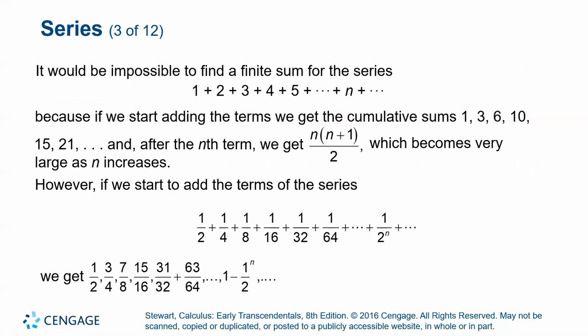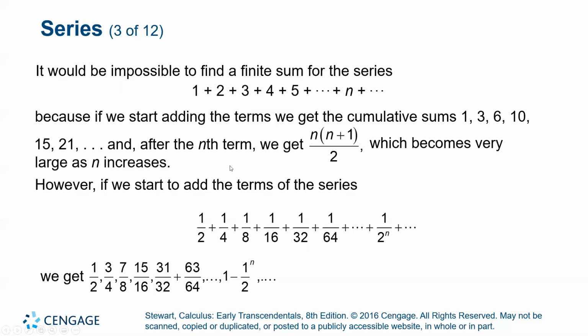It would be impossible to find a finite sum for the series where you just add up all the positive integers. If we start adding those terms, we get larger and larger values. Eventually the nth partial sum is n times (n plus 1)/2, and don't worry about where that comes from right now, it's just given to you. But you can see that the value gets huge as n increases. It's never going to converge to a stopping point.